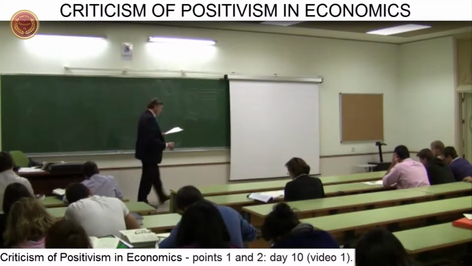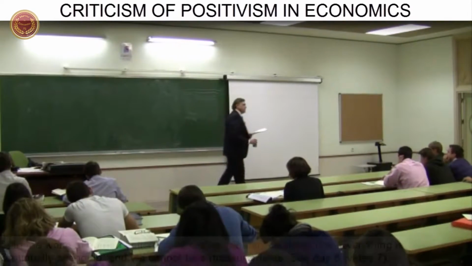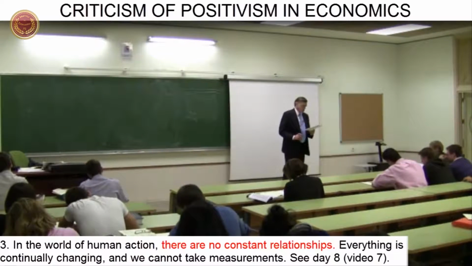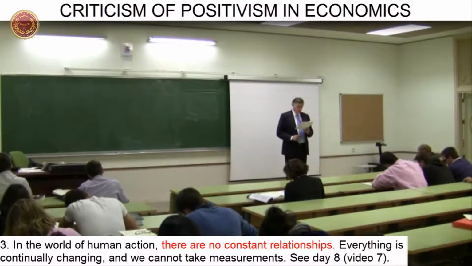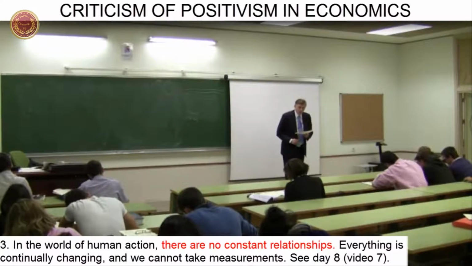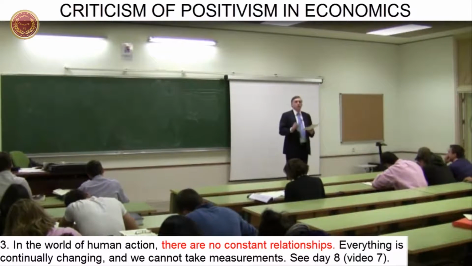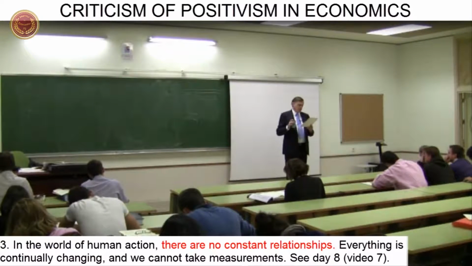The third reason empirical testing is impossible in economics is that there are no constants in our discipline. Everything is variable. Everything is continually changing. There are no functional relationships. We cannot take measurements. If there is no constancy, we cannot measure anything.